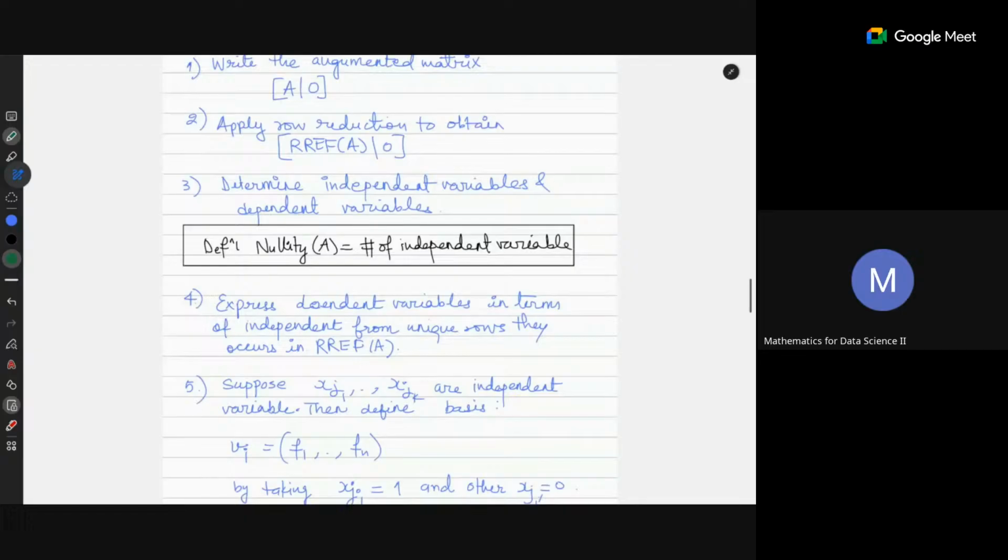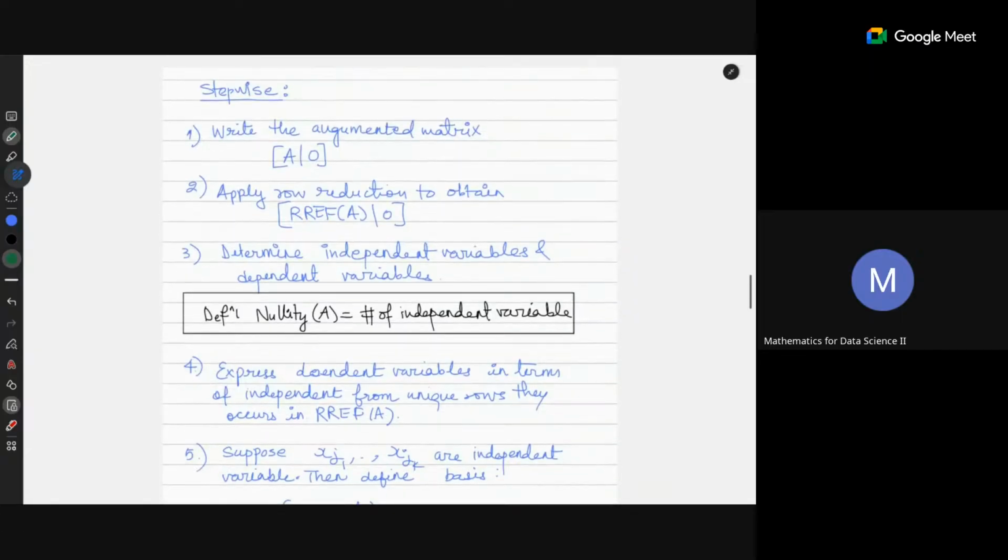So what you need to do: suppose you have a matrix A. In generality, you have a matrix A, m cross n. The first step is to think of it as solving a system of equations. You multiply a vector x1 up to xn, which is n cross 1, with the m cross n matrix, and then equate it to 0. So you are solving a homogeneous system of equations.